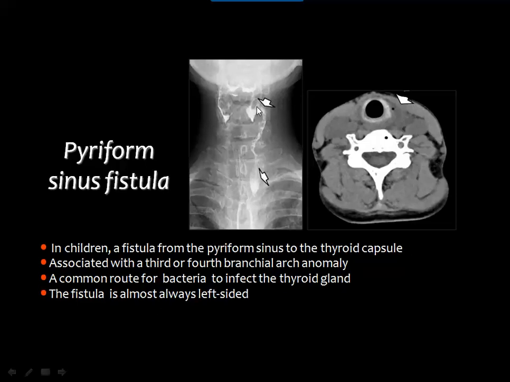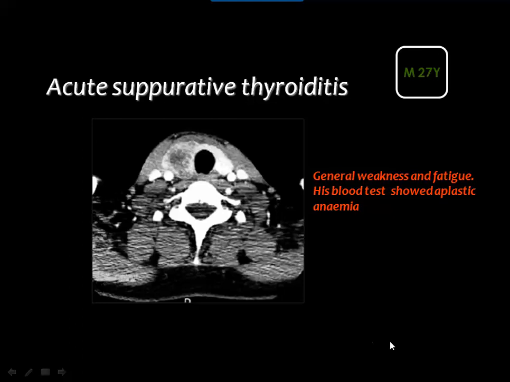There is a fistulous tract between the pyriform sinus and the thyroid site, and this fistula is almost always seen on the left side. Then you see a slight enlargement of the thyroid gland, which is relatively hypodense, and you see air loculus within the infected thyroid. So if you see a lesion like this in the thyroid gland, in absence of clinical data, you cannot say that this is acute suppurative thyroiditis.